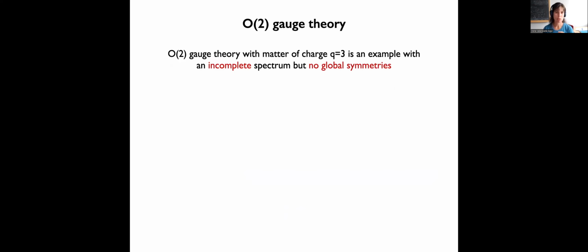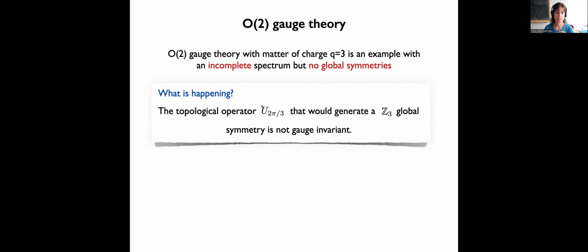So what is going on? Why is this happening now and it didn't happen for the Maxwell theory, for the U(1)? Well, in the case of the U(1), if we add matter of charge 3, there should be some topological operator that remains topological, which is labeled by this alpha, and would therefore generate a C3 global symmetry. But the problem now is that this operator is not gauge invariant, and that's why it's not there, and there is no symmetry left.